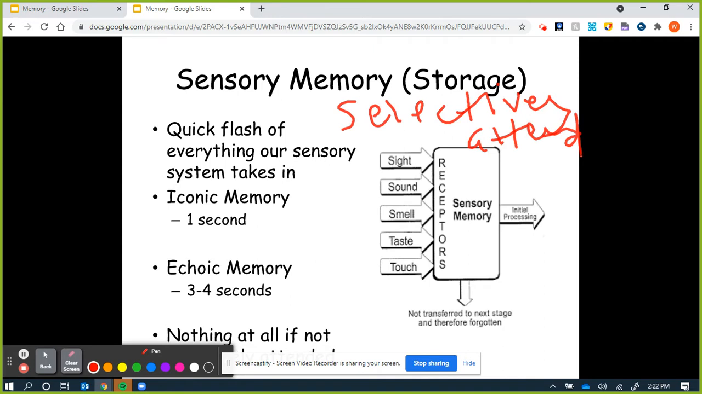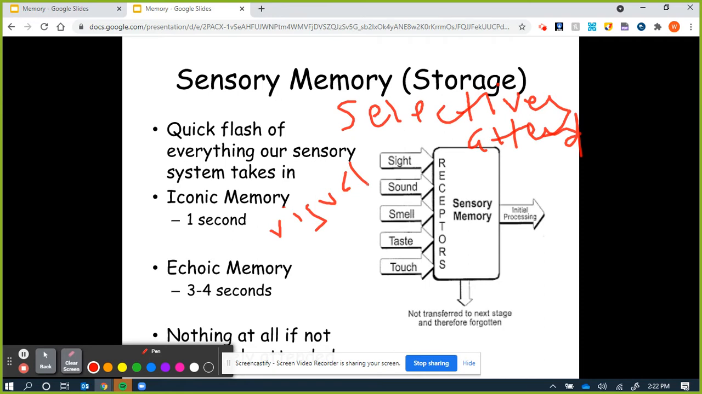Iconic memory is the split-second holding cell, based on our selective attention, for all visual information that comes in. So if you're looking around, you process the color of the shirts that everybody is wearing, but as soon as you look away, that information comes into your sensory memory, you don't even consciously process it, and then it's out because you're not really selectively attending to it.